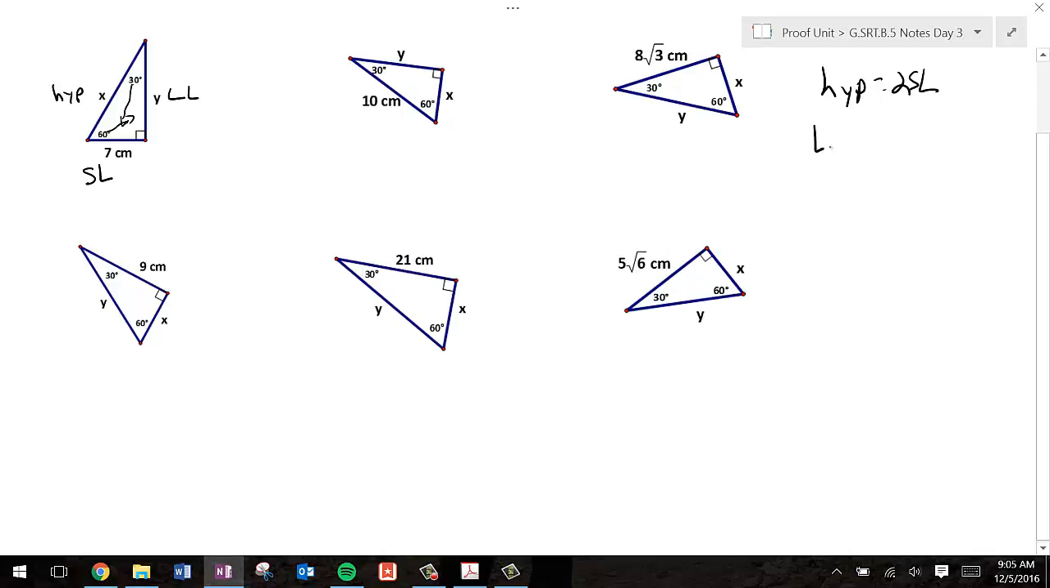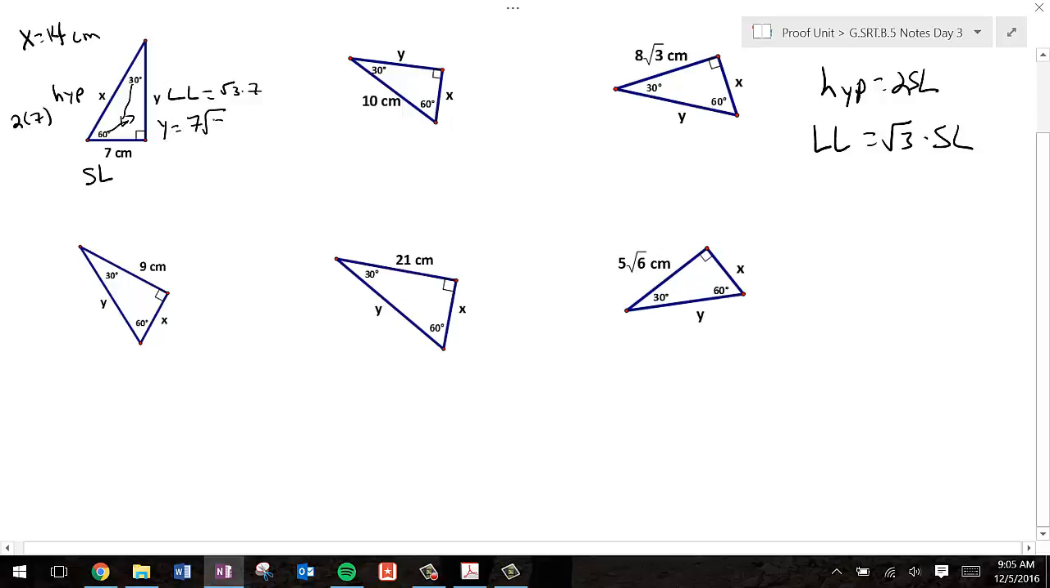And we said that our long leg was square root 3 times the short leg. In this case, they gave us the short leg as 7, so my long leg equals square root of 3 times 7, and my hypotenuse equals 2 times 7. So in this case, x would equal 14 centimeters, and my long leg, y, equals 7 times the square root of 3 centimeters. We can just leave it in terms of radical. Okay? So there's number 1.